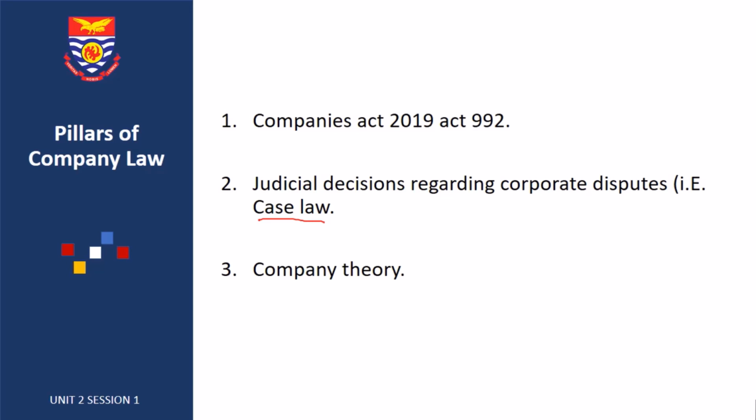Now, you also have the last pillar, which is the company theory. The company theory explains the why and why not of the law as the court interprets certain provisions. They may fall on academic writings or academic texts, and also reports of various commissions. So, for instance, the Gower report is one of the key reports that we may refer to when we want to interpret some of the provisions of the company law.